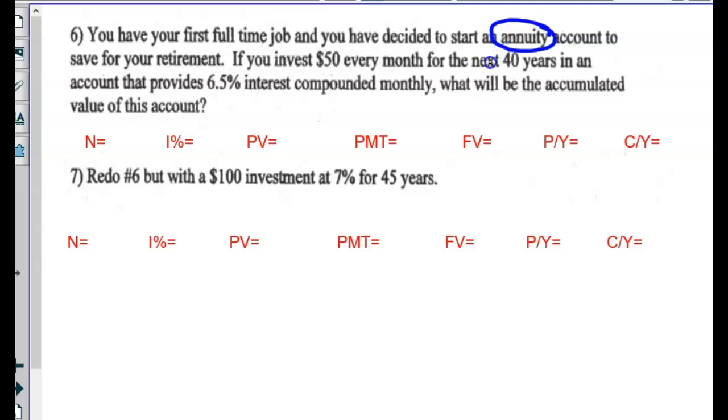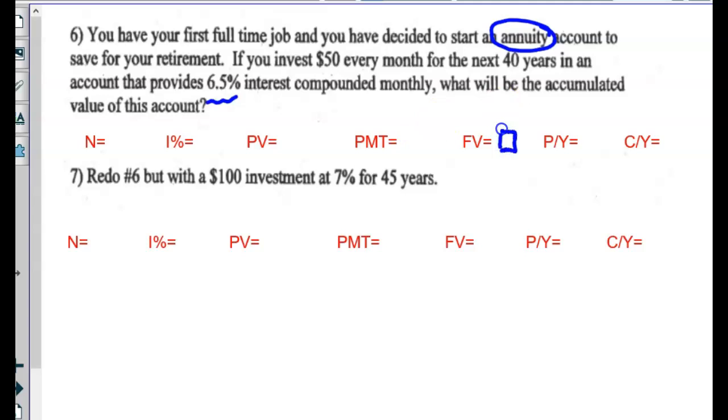You're going to invest $50 every month for the next 40 years in an account that will provide 6.5% interest compounded monthly. What will be the accumulated value of this account? So what are we looking for? Anybody know? Present value, payment, interest, what are we looking for? Future value.